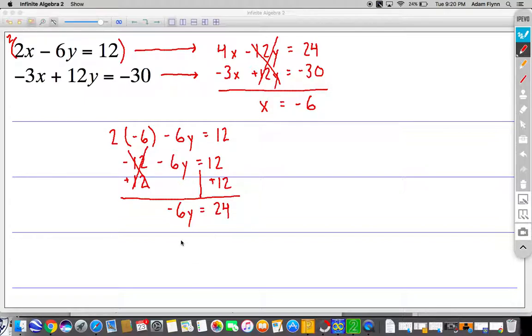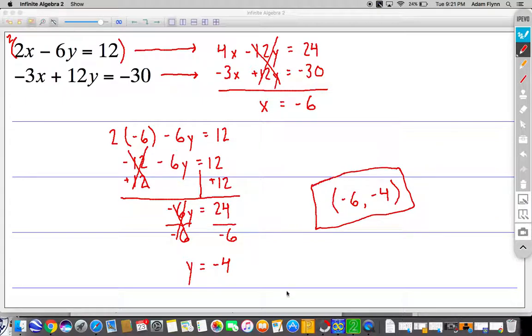So last step, to get the y by itself, because this negative 6 and this y are being multiplied, I'll divide both sides by negative 6. Negative 6's cancel, so we are left with y equals 24 divided by negative 6, which is negative 4. So these two lines will cross at the point negative 6, negative 4. All right, on to the next one.